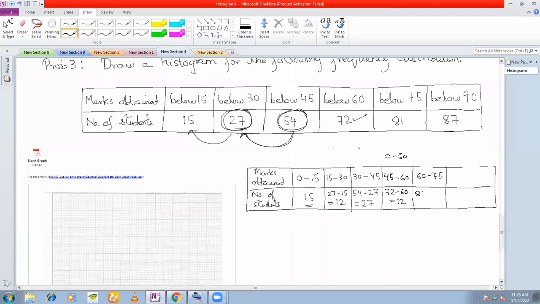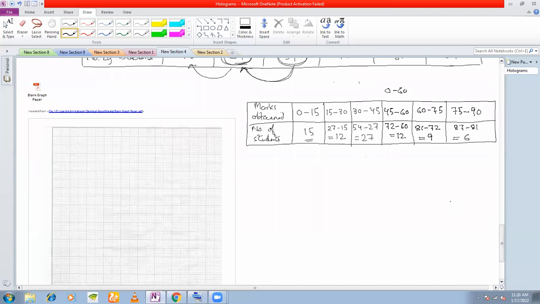This should be 81 minus 72. So it's 9. And finally, you have 75 to 90, which is 87 minus 81, which is 6. Right? Now we have constructed our frequency distribution.